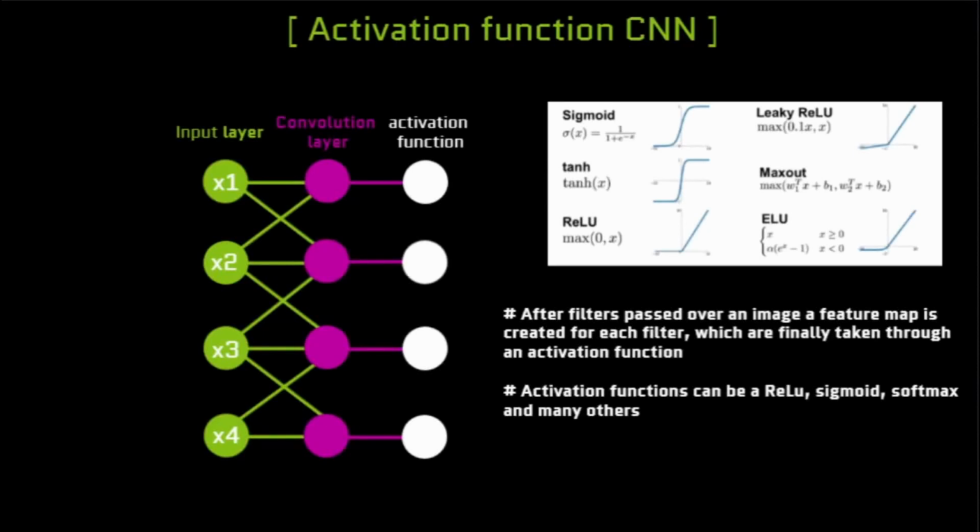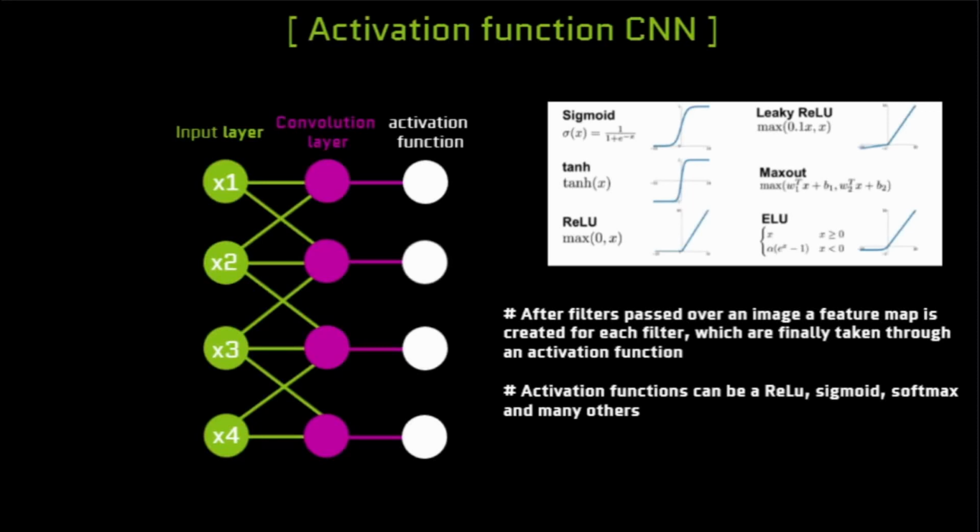Finally, the activation or feature map is taken through an activation function. The activation function can be ReLU, sigmoid, softmax and many others, which are used to decide whether a certain feature is present in a given location in an image. More filtering layers can be added for a deeper CNN.